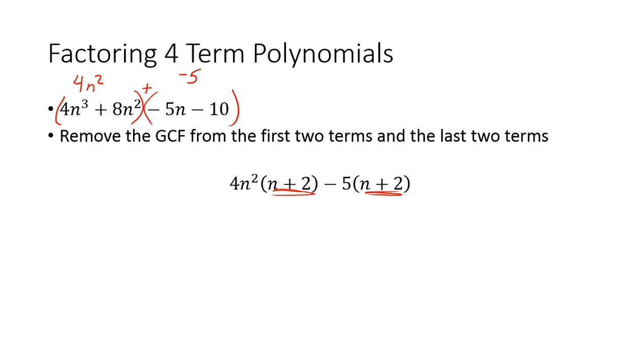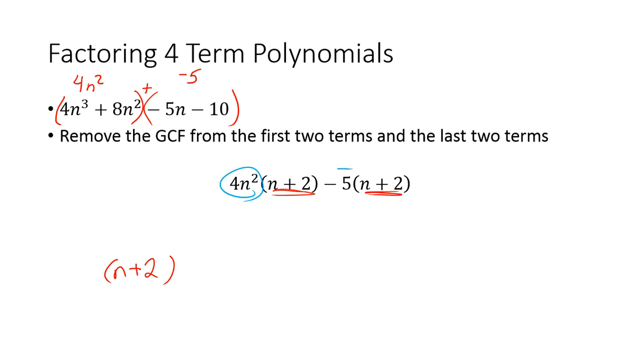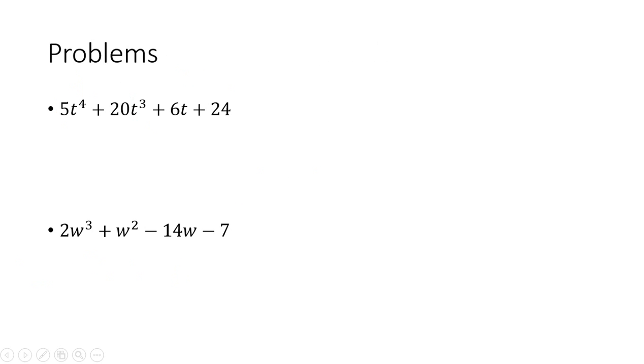That means that you can factor this by grouping. If you do this and you get 2 different numbers, that means that you cannot factor them by grouping, or you didn't factor out enough or didn't factor out the right number. So those have to be the same. If they are the same, the numbers I've underlined are one of your answers. So n plus 2 is one of the answers. The other answer is going to be the numbers that you put out front. So the other part of your answer would be 4n squared minus 5.